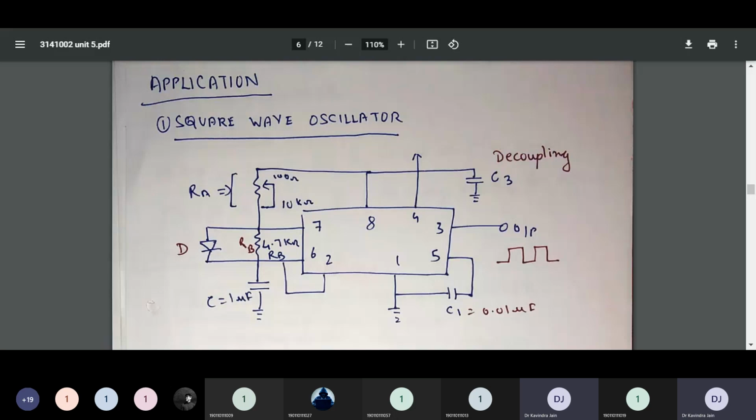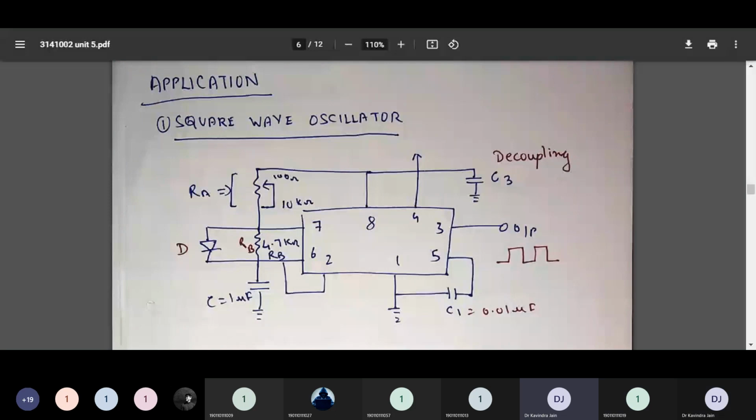Capacitor ની maximum limit શું છે ચાર્જિંગ ની? 2/3 VCC. Discharging ની minimum limit શું છે? 1/3 VCC. અને એના પછી as it is cycle repeat થશે. So that is the example for square wave oscillator. Should I repeat this point or is it understood?